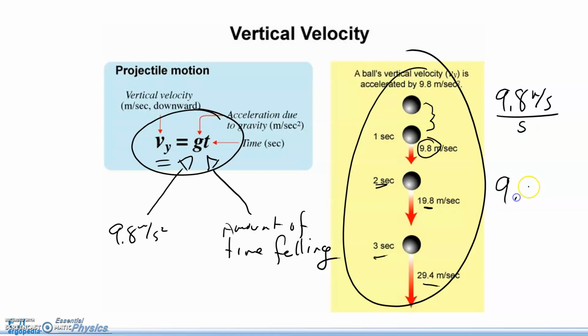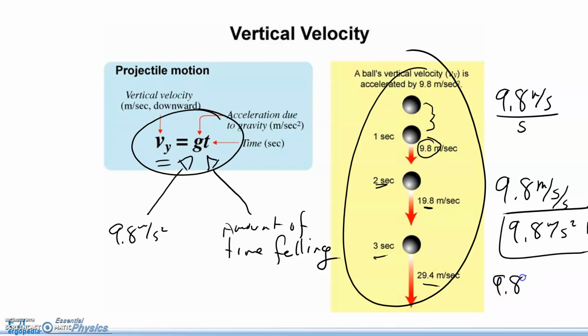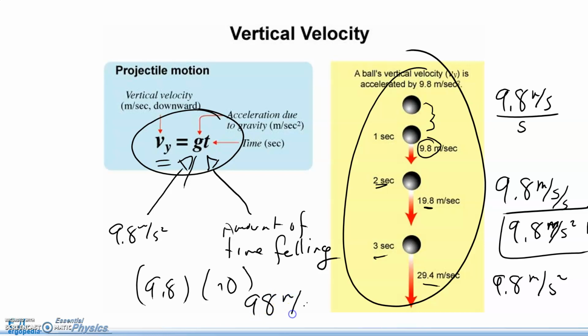That acceleration is written as meters per second squared, or 9.8 meters per second squared. So what's the unit of gravity? 9.8 meters per second squared. So if the ball is in the air 10 seconds, the gravitational pull of Earth is 9.8. Its velocity after 9 seconds is 98 meters per second.